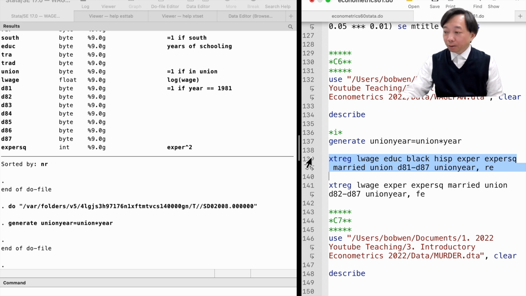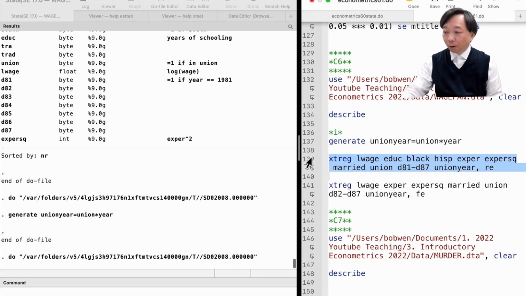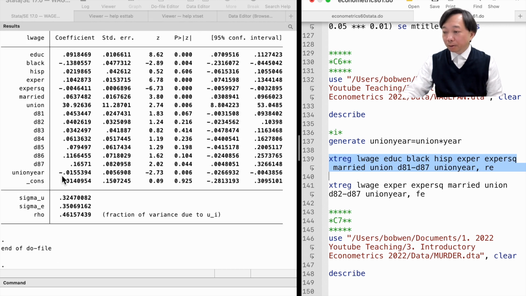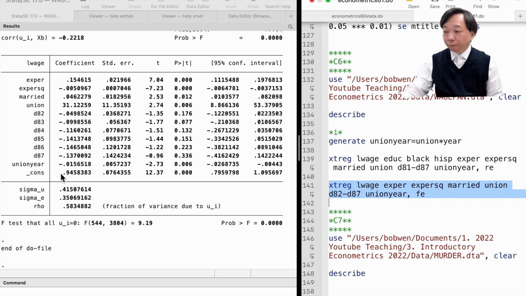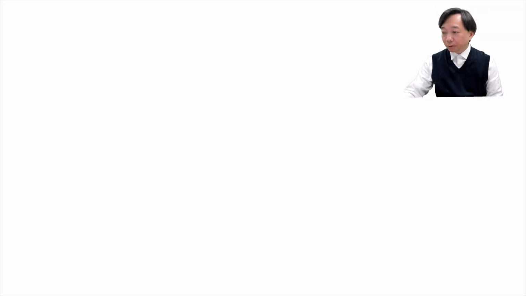First, we estimate the model with random effects. The coefficient estimate on the interaction term is minus 0.0155. Second, we estimate the model with fixed effects. The estimate is minus 0.0157. It is almost the same as in the random effects.